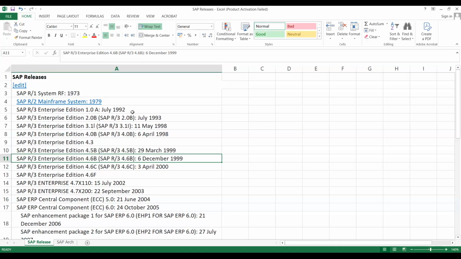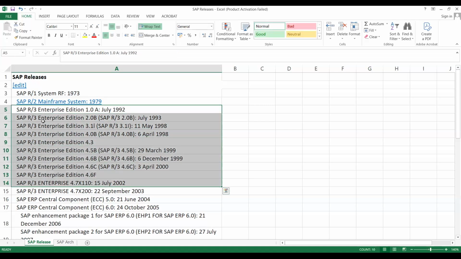Here you will find that the different months or years have been mentioned. You will find here all are R3. So R1, R2, R3. I'm going to show you what exactly R1, R2, R3 mean. But these are the names, and in that also you will find different releases or years. They have added a few new functionalities, and this is how it got developed. Okay, so these are called SAP releases.